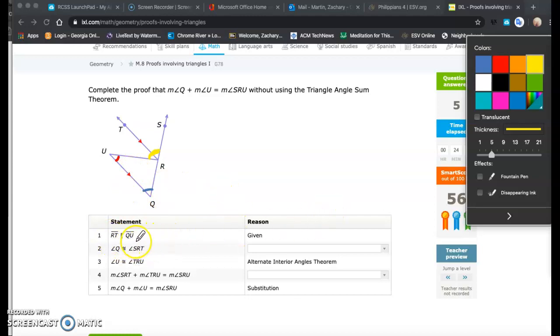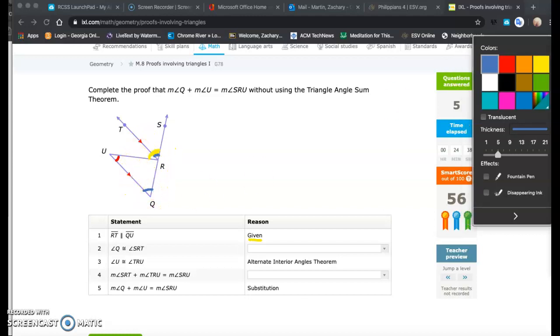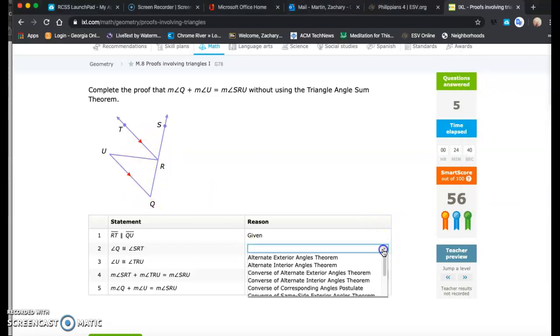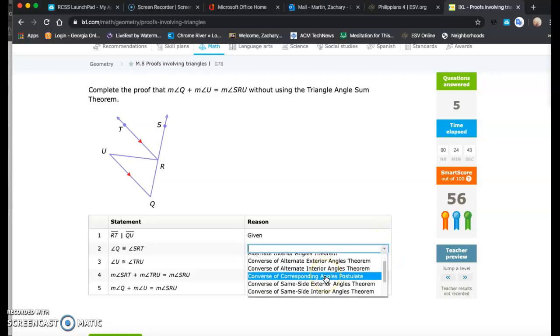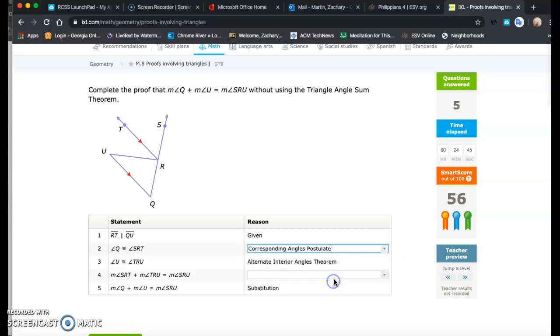Well, RT is parallel to QU. Those two segments are parallel. They're given. That's given to us here, and we see that with these parallel line or parallel segment markings. Now, angle Q is congruent to SRT. So angle Q, we're saying that statement that angle Q is congruent to SRT. So here's SRT here. Angle Q, well, got parallel lines. Those are corresponding angles. Let me get rid of that for a second. Hopefully we got corresponding angles theorem, postulate. That works for me.